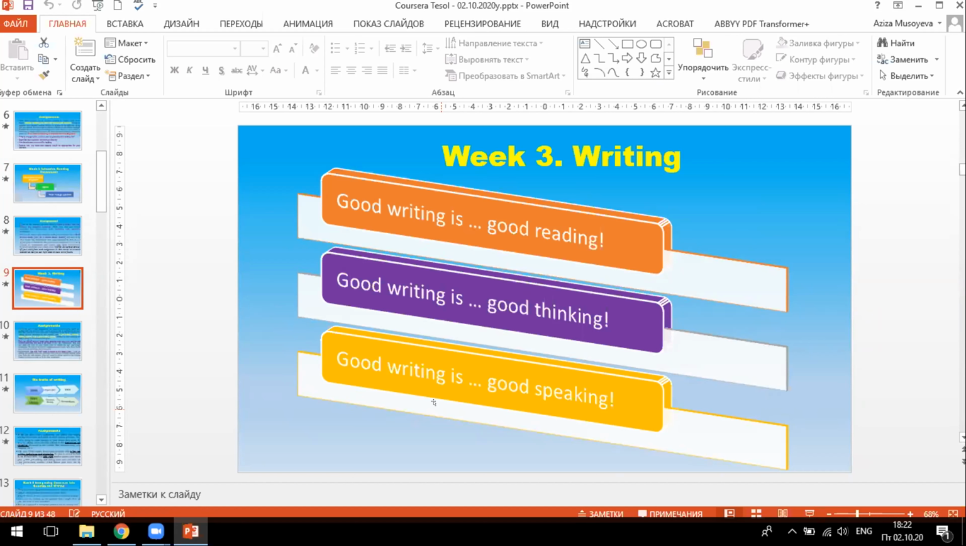Sometimes teachers or mentors say that we need to think in the target language that we want to write. For example, if we're learning English, then we need to think in English. Sometimes I try, but after 10, 20 minutes, I forget that I need to think in English, and again I go on thinking in my L1. That's why good writing is good thinking. We need to think more in the target language.